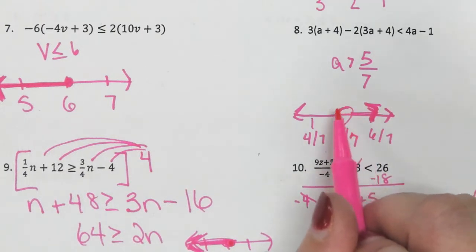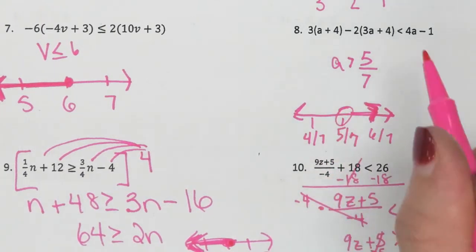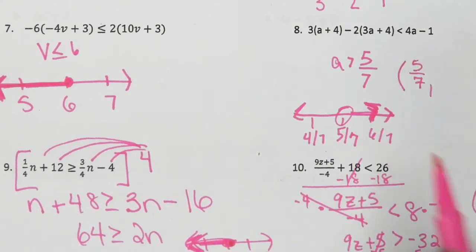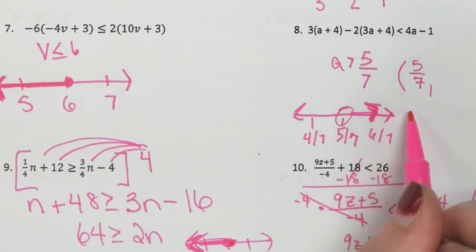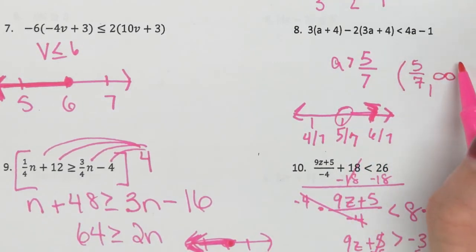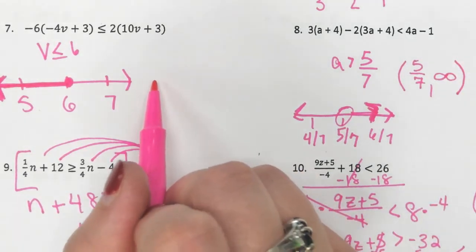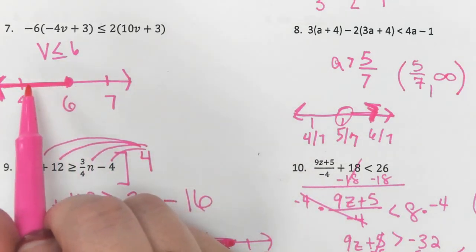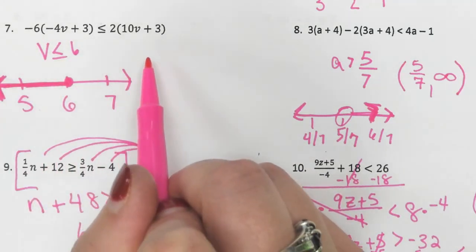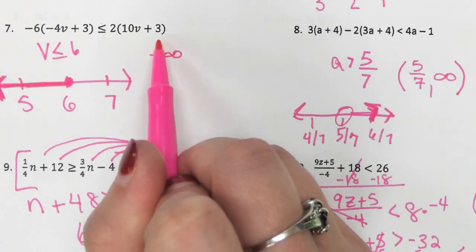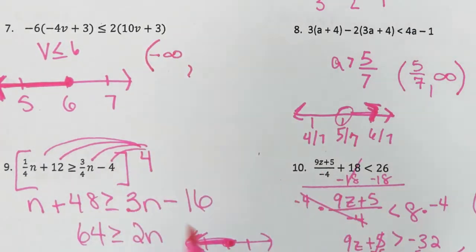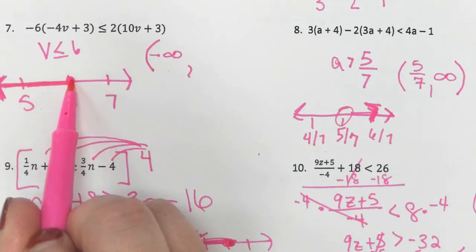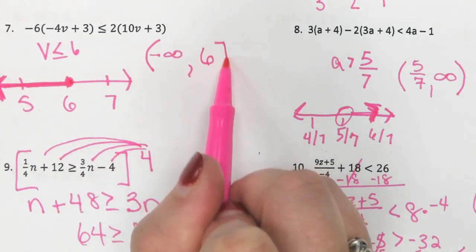All right, look at this one. Left to right. Where's the left at? 5. Is it closed or open? Open. And where's it going to? Which one? And infinities always get a parentheses. There you go. All right, number 7. Where's it going to the left forever? Negative. Always to the left. And infinities always get a parentheses. And then to the right, it stops right here, it's closed, so it gets a bracket.